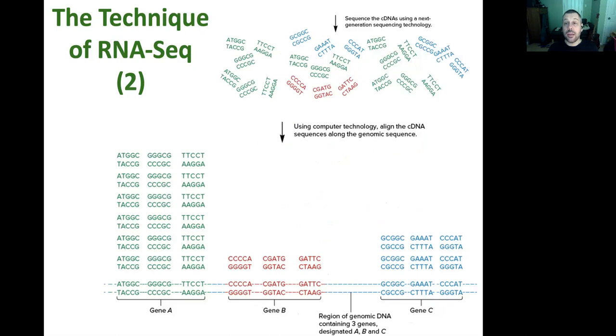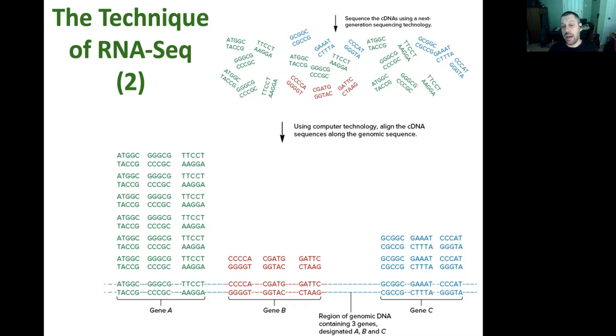That DNA is called complementary DNA, or cDNA for short. And then we're going to sequence those RNAs so that we can identify the different genes that are expressed. After we've sequenced them, we will figure out how many green sequences there were, how many red sequences, and how many blue sequences. And then using a computer, we will align them to the entire genome sequence.